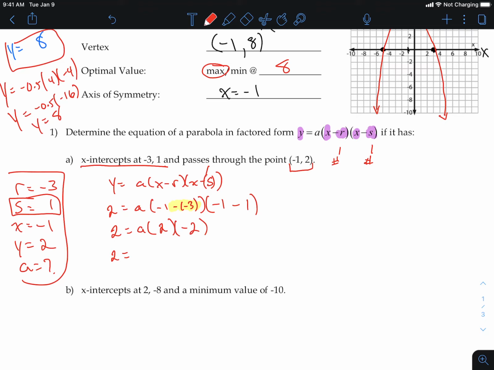So the next line is 2 equals a times negative 4. Divide both sides by negative 4. A is equal to 2 over negative 4, which reduces to negative 1 over 2. Rewrite the equation.